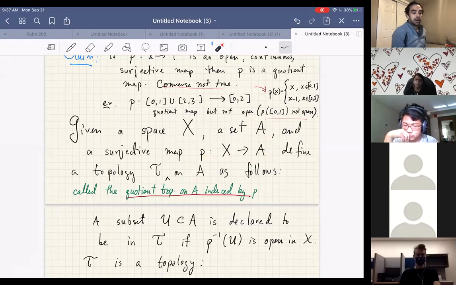And this is a mathematically precise way of formalizing what it means to identify points in a topological space, or to glue topological spaces to obtain a new one, right? To make certain identifications and obtain a new topological space. That's how we use the quotient topology in practice.